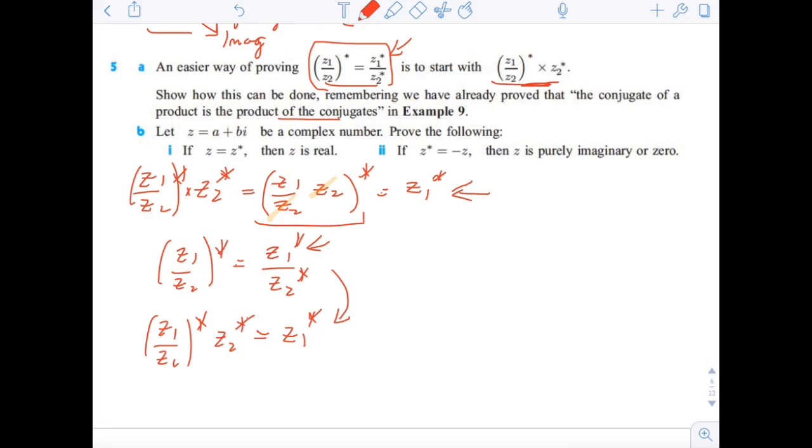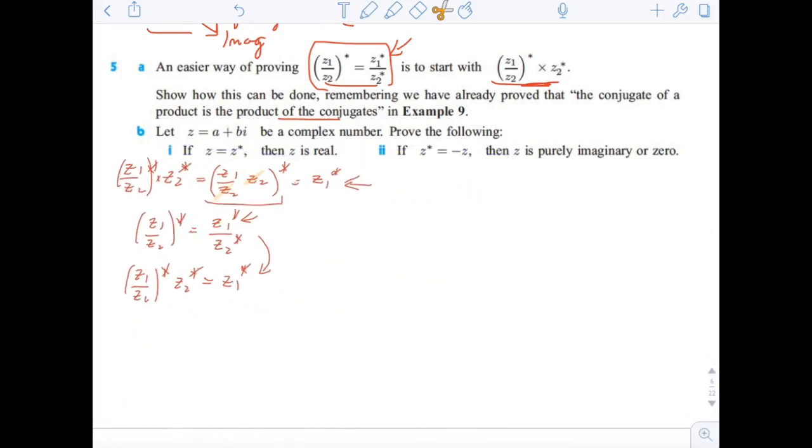Okay, B. So B1. Let Z equals A plus BI be a complex number. Prove the following. If Z equals Z star, then Z is real.